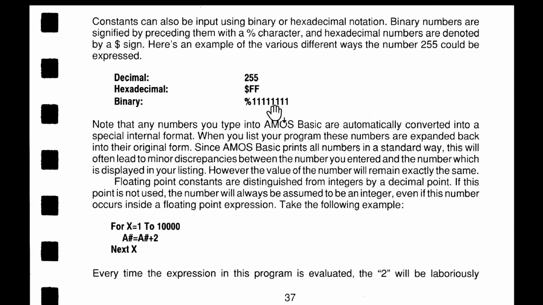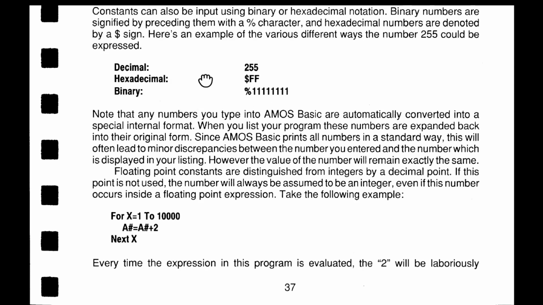Here's an example of the various different ways the number 255 could be expressed. Decimal: 255. Hexadecimal: $FF. Binary: %11111111. Note that any numbers you type into AMOS Basic are automatically converted into a special internal format. When you list your program, these numbers are expanded back into their original form. Since AMOS Basic prints all numbers in a standard way, this will often lead to minor discrepancies between the number you entered and the number which is displayed in your listing. However, the value of the number will remain exactly the same.